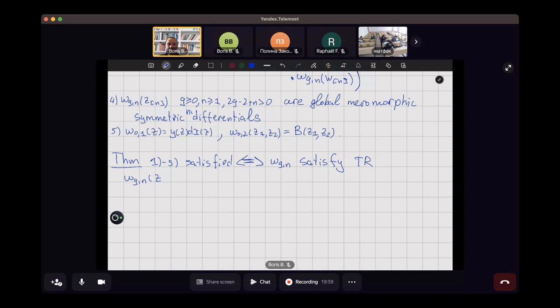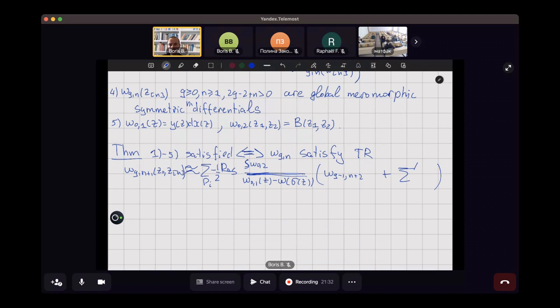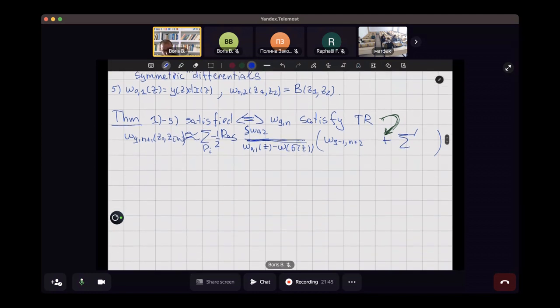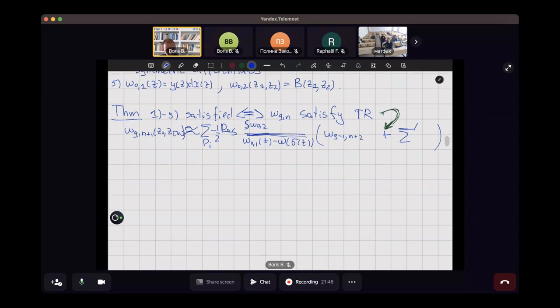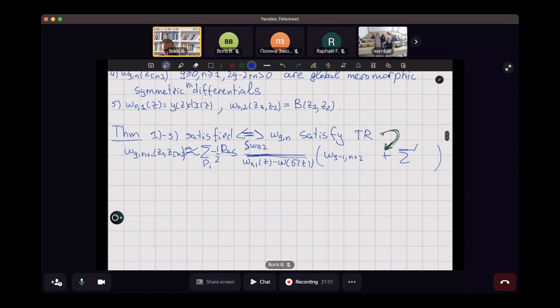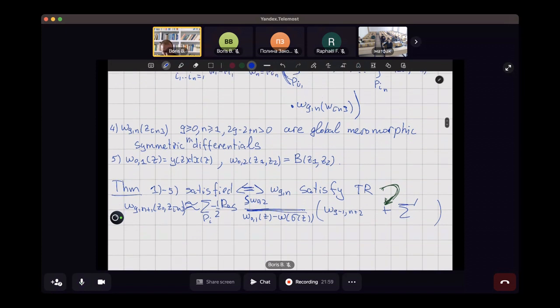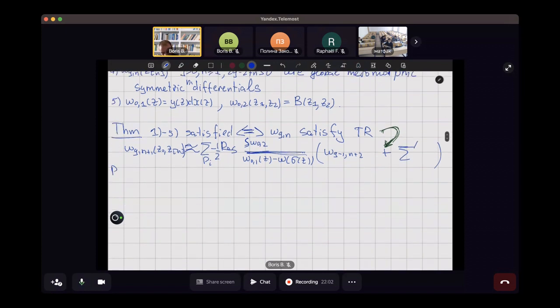Okay, and now I'm going to start with... Yes, any questions? So this is the statement of the theorem clear? Okay, and now I'm going to prove this stuff. I'm going to prove from left to right at first. So we have these 5 conditions, and we will obtain this formula, which I didn't write. Okay, and so proof.